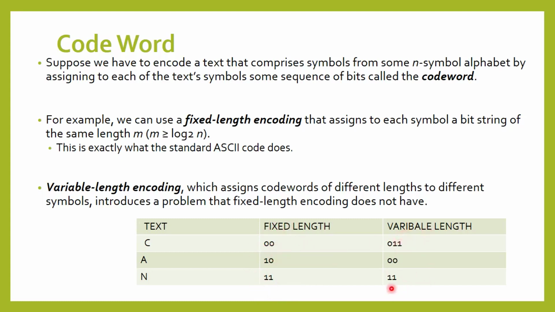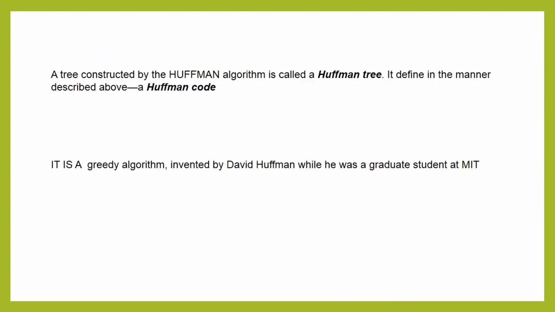And here, C is assigned 011, A is assigned 00, N is assigned 11. So this kind of encoding is called variable length encoding. Coming to Huffman's algorithm, a tree constructed by the Huffman algorithm is called a Huffman tree, and this gives you a Huffman code, and Huffman code comes under variable length encoding. Remember, it is a greedy algorithm invented by David Huffman while he was a graduate student at MIT.